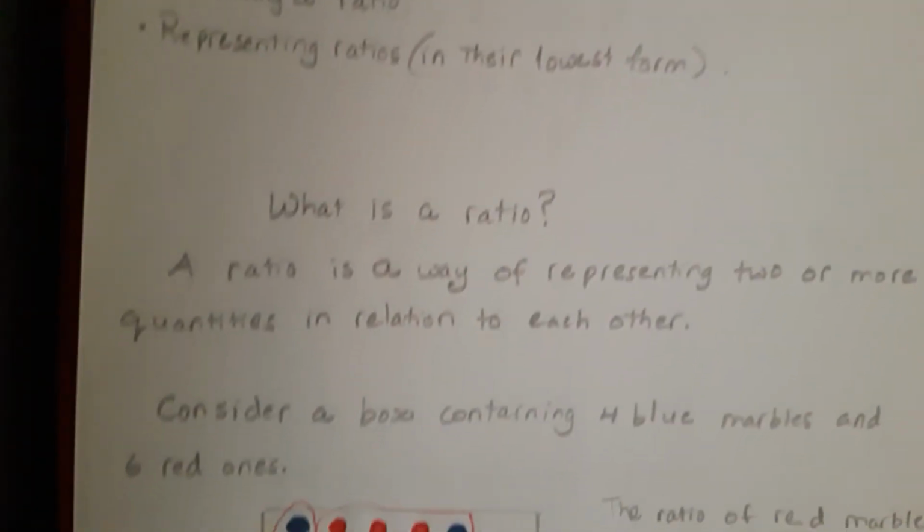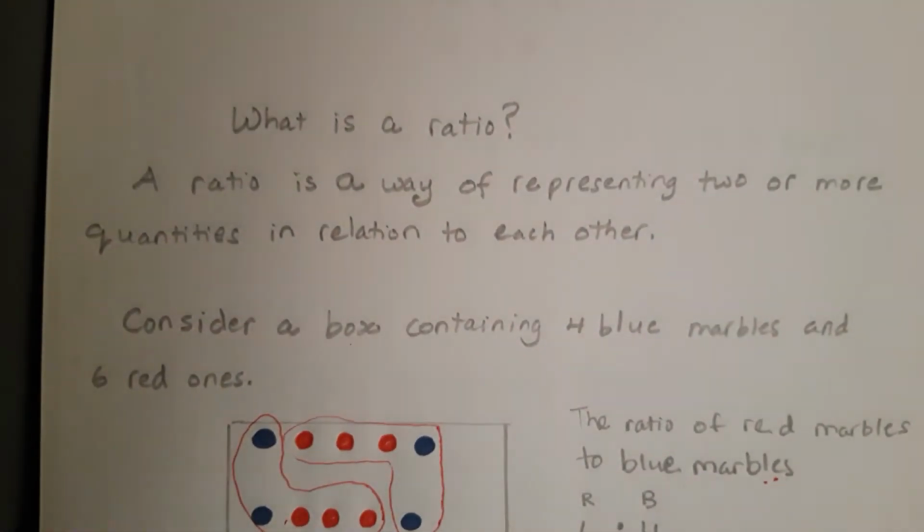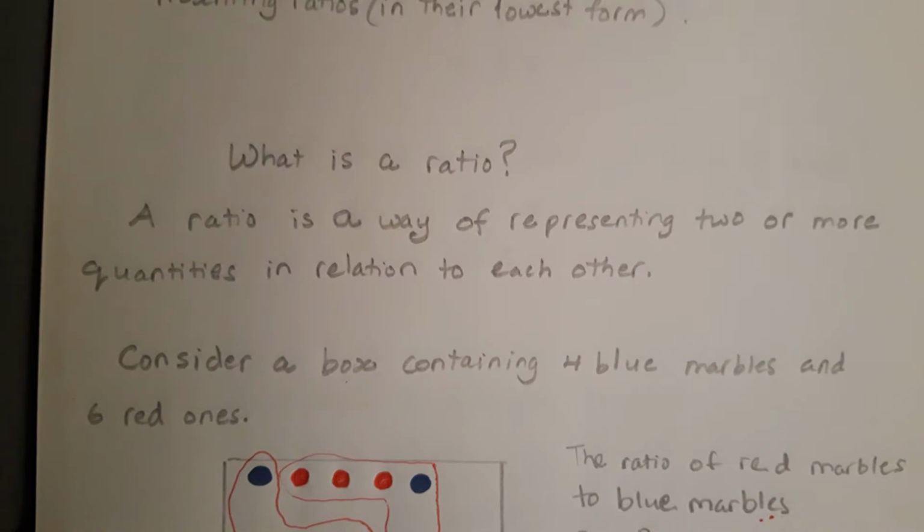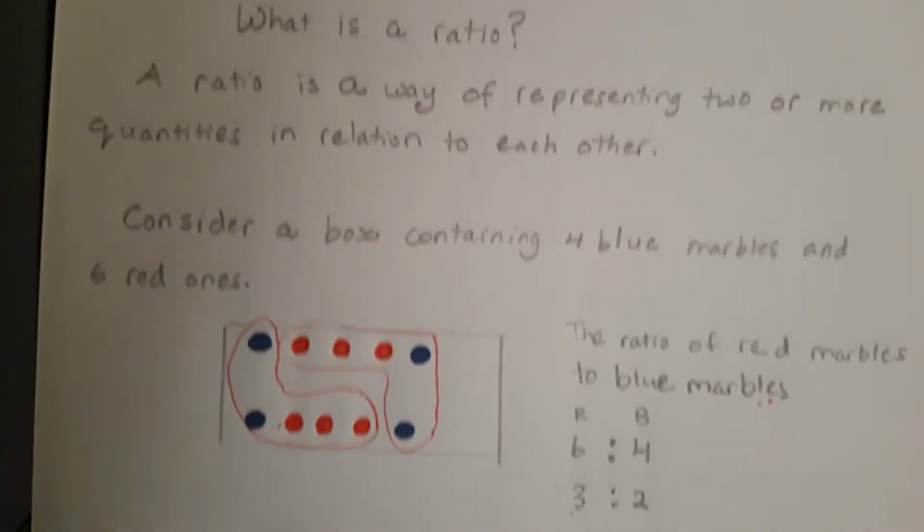So what exactly is a ratio? A ratio is a way of representing two or more quantities in relation to each other. So it's a method of writing down, of representing the amount of different quantities in relation to each other. It's not necessarily a lot of calculations per se, but it is a way of representing something, and it is a skill. Now, let's look at an example.